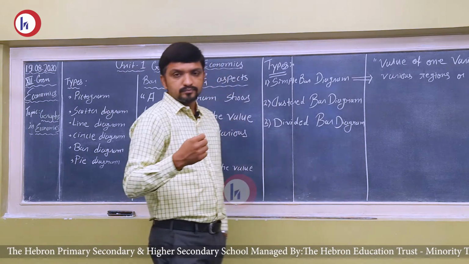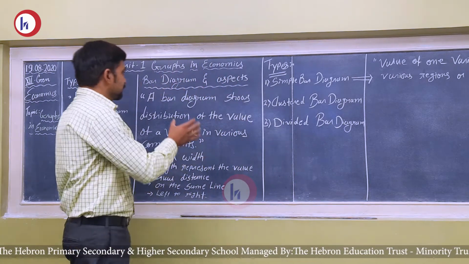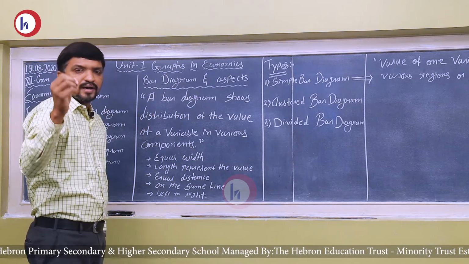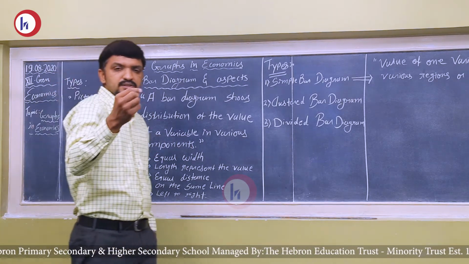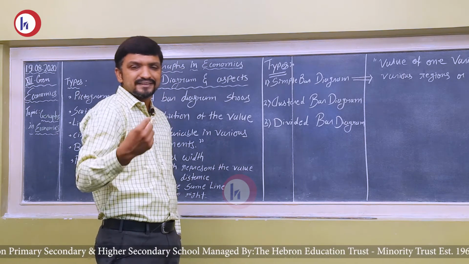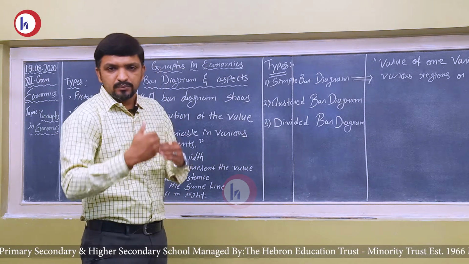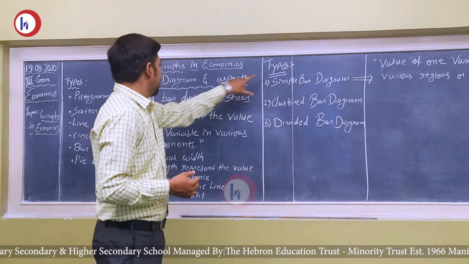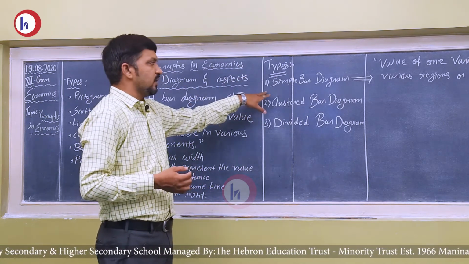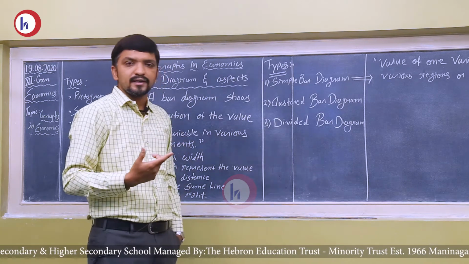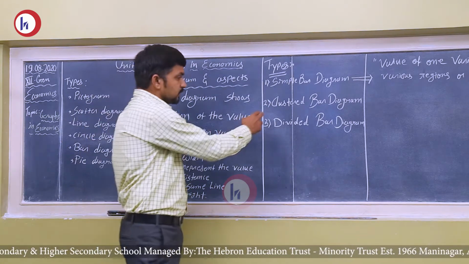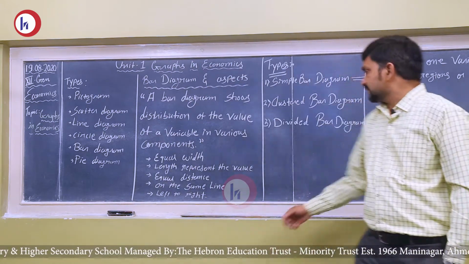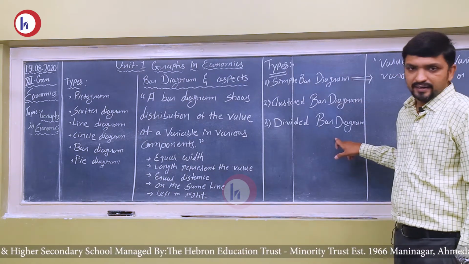So now, when I am talking about only bar diagram, keep this definition in your mind, because by changing a single word or replacing that word, you will be able to write the definitions of these three, that is, the types of bar diagram. Number 1 is simple bar diagram. Number 2, clustered bar diagram. And number 3, divided bar diagram.